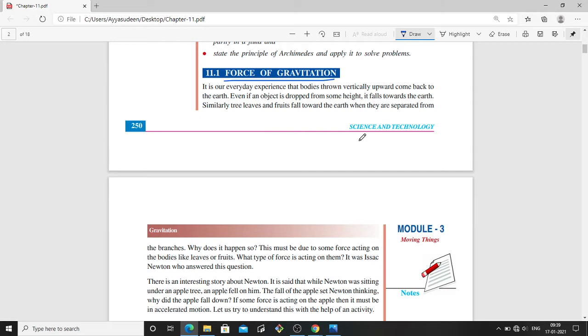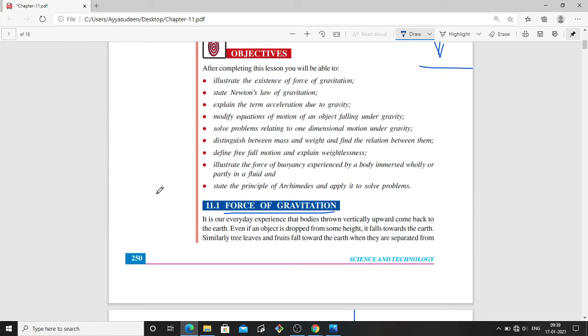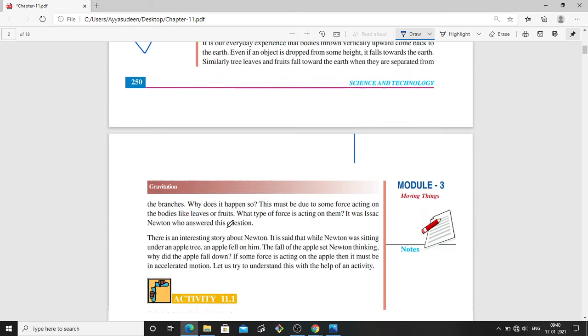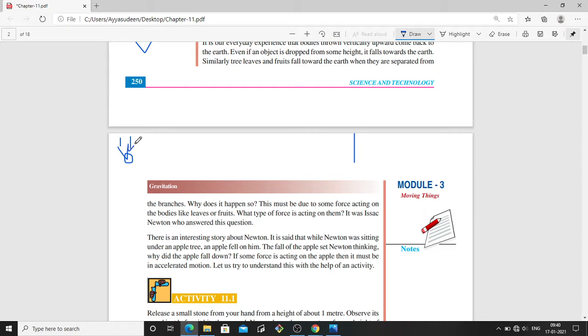In our everyday experience, the bodies thrown vertically upward come back to the earth. Even if an object is dropped from some height, it falls towards the earth. Similarly, tree leaves and fruits fall towards the earth when they are separated from the branches. Why does this happen? Because of some force that acts on these bodies, like leaves or fruits.